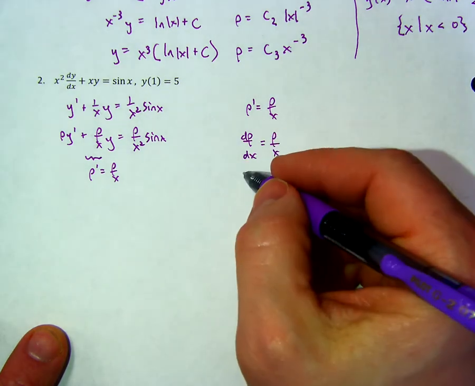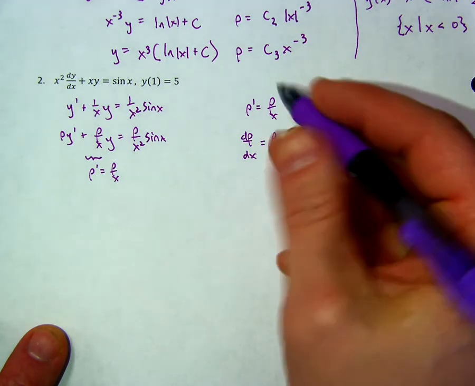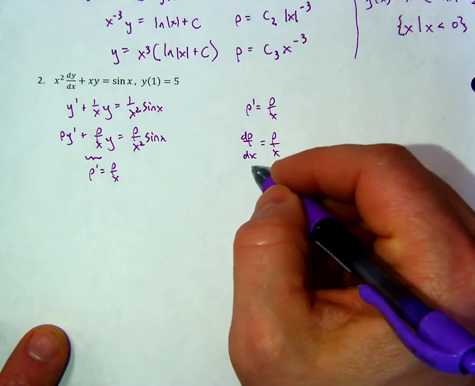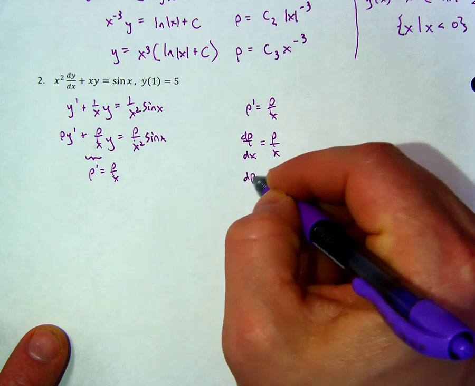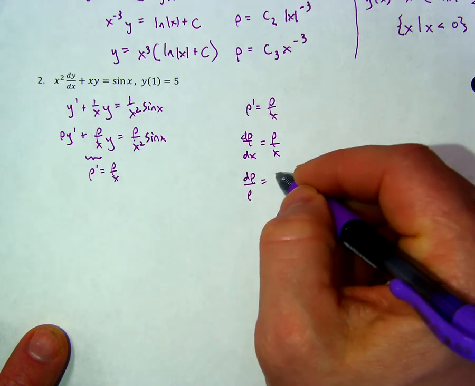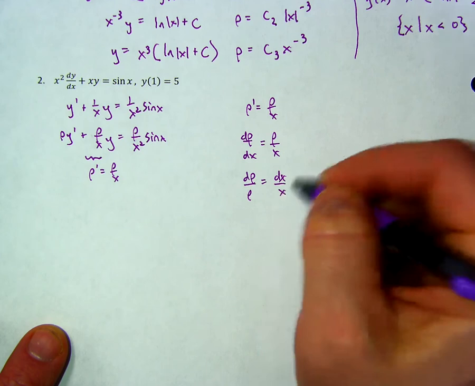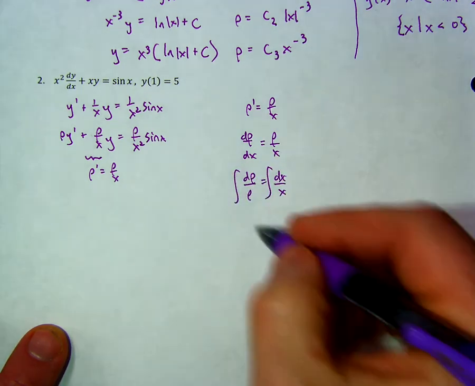Oh, well, that's not that interesting. We'll see what happens here. So d rho over rho equals dx over x. All right, integrate both sides.